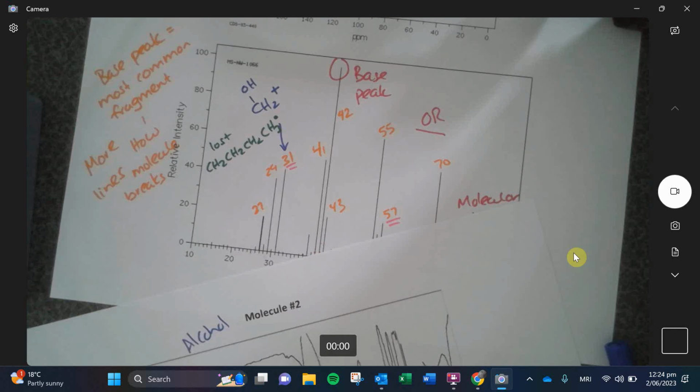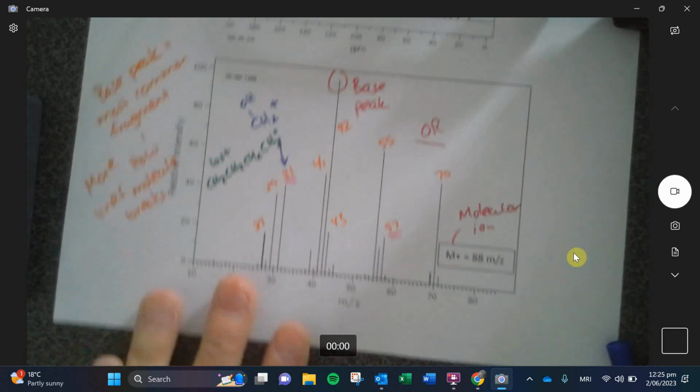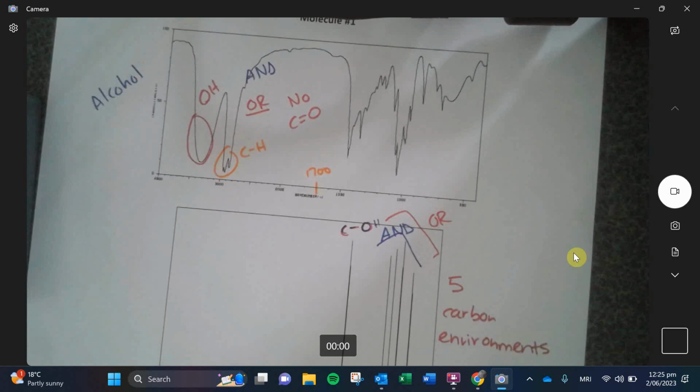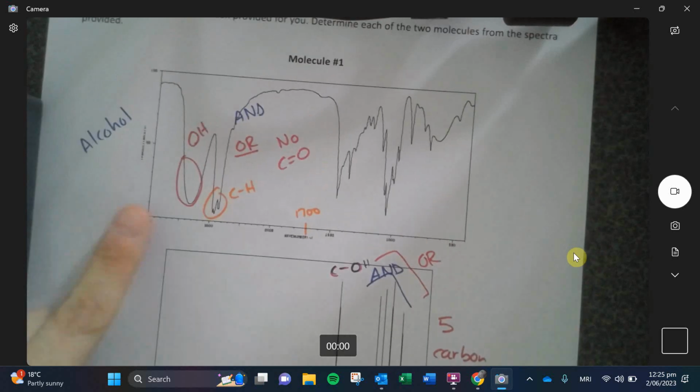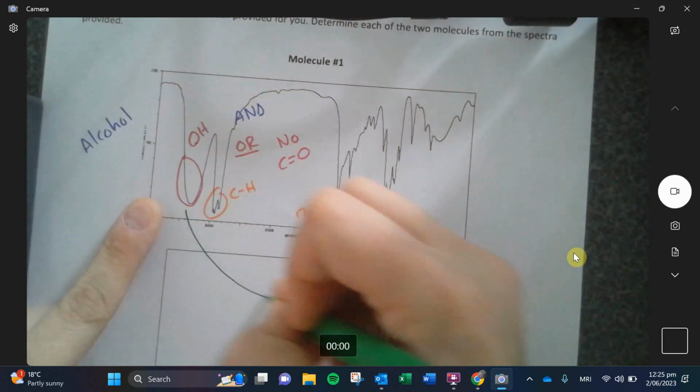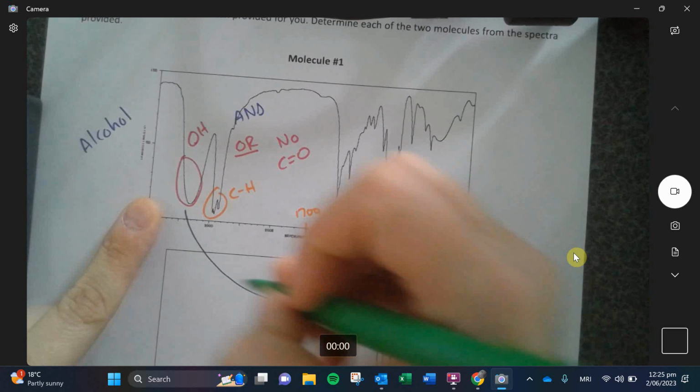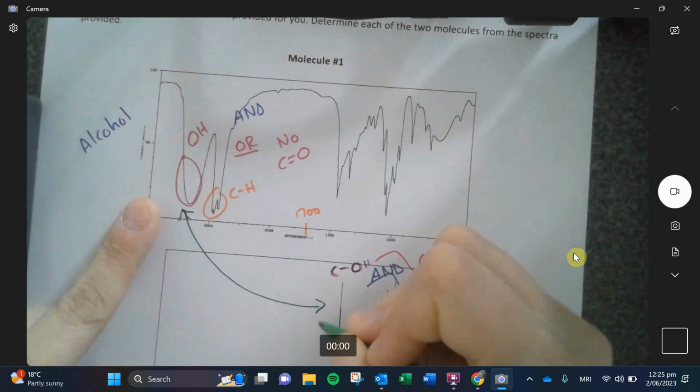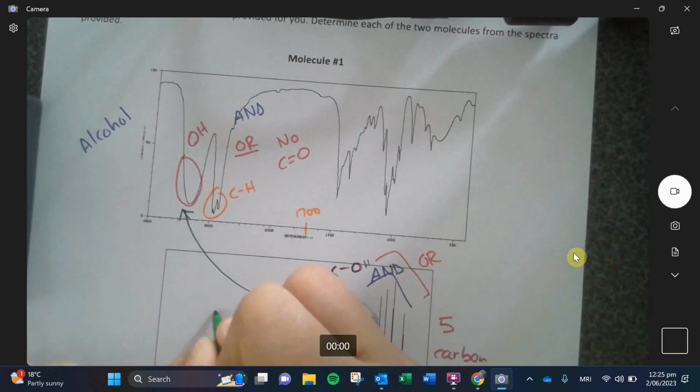All right, keep going. Yeah, okay. Last thing I need to do is integrate my spectra together. So for molecule number 1, I can show that, actually I should put the arrow going that way. So this confirms alcohol.